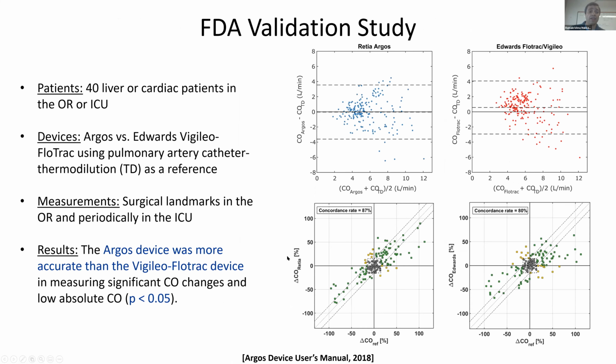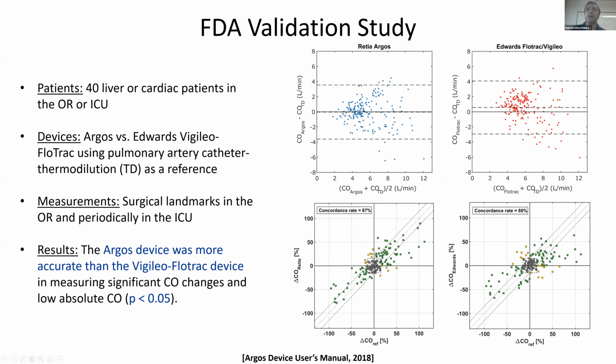So first is the FDA study. This study included 40 liver transplant or cardiac surgery patients in the OR or ICU. And the Argos device was compared to the market-leading Edwards pulse contour analysis device using pulmonary artery catheter thermodilution as a reference. And this was done during surgical landmarks in the OR and periodically in the ICU.